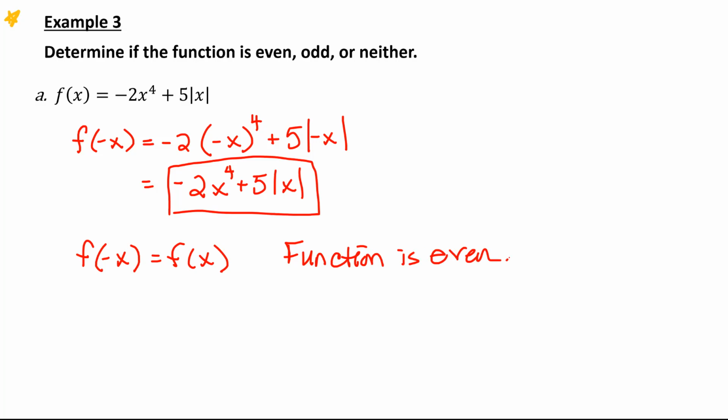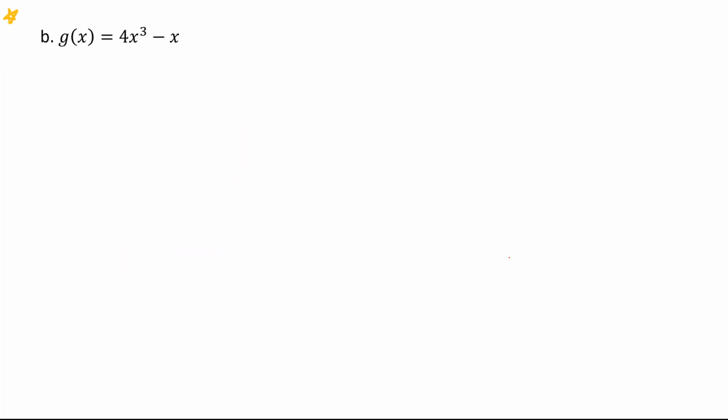Okay, so you don't have to do anything else. You don't have to check if it's odd, because even functions are not odd. And yeah, so that's all you have to do. Okay, here you have another one. Same thing. You just plug in negative x into the function.